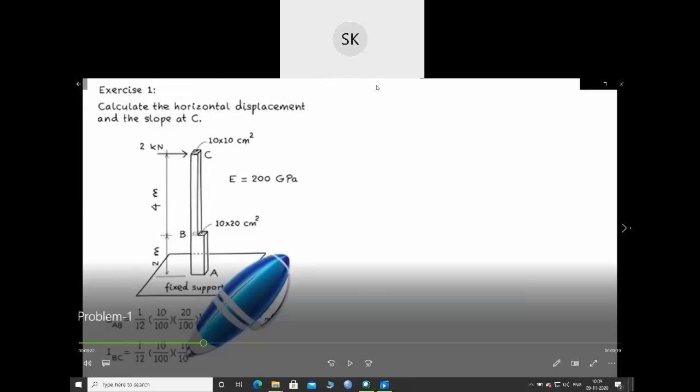Okay. So the screen is visible. Is my screen visible so that I can play? Okay.